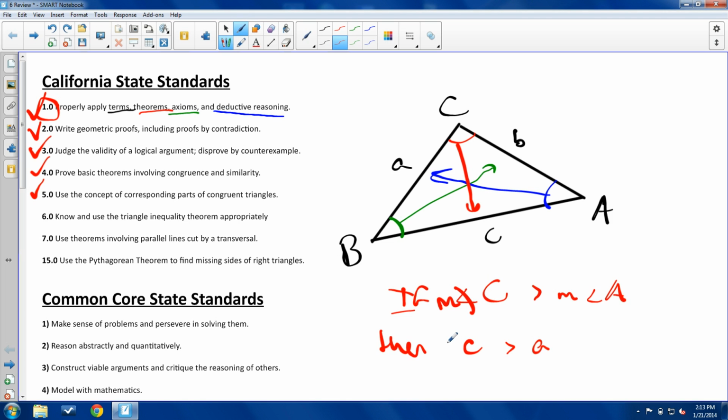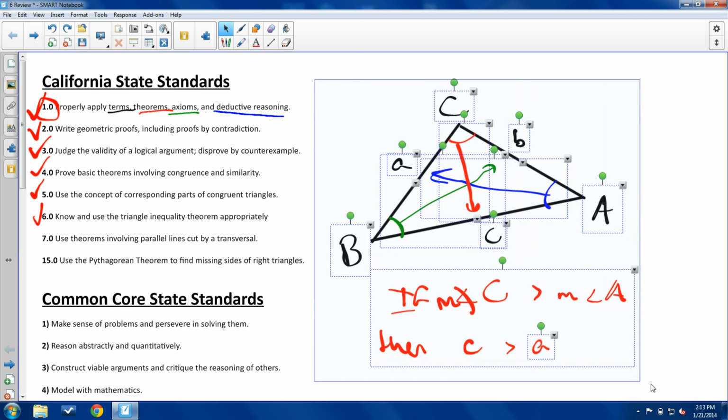I could have said, if C is greater than A, then the measure of angle C is greater than the measure of angle A. Okay, they do work conversely. So the converse is also true there. All right, so those are the two things I want you to know about the triangle inequality theorem. I mean, there are other things you want to work with those, but that's kind of how those make sense.